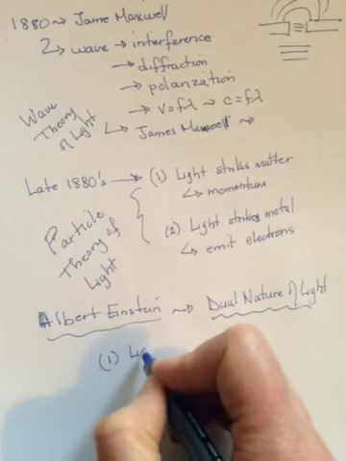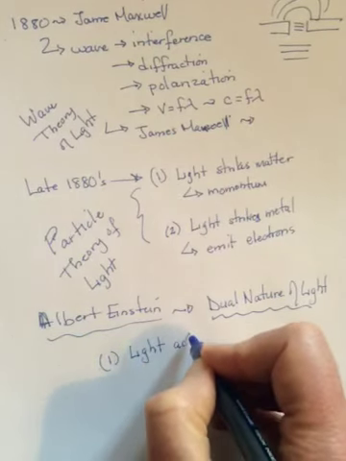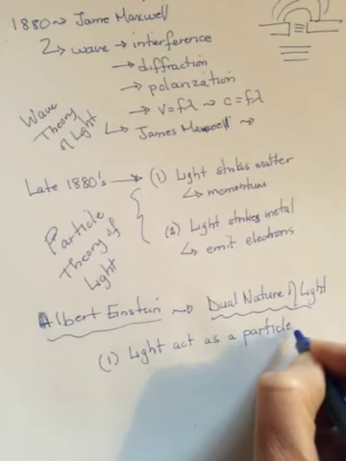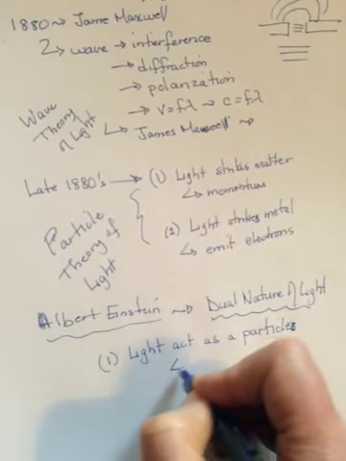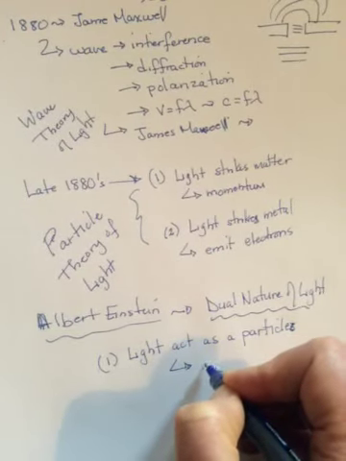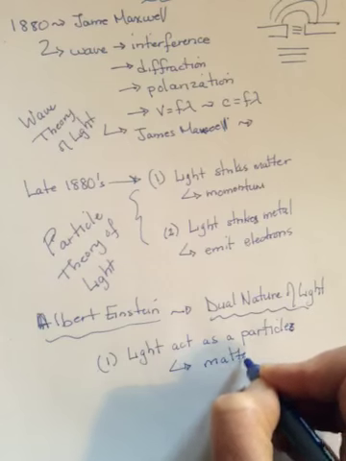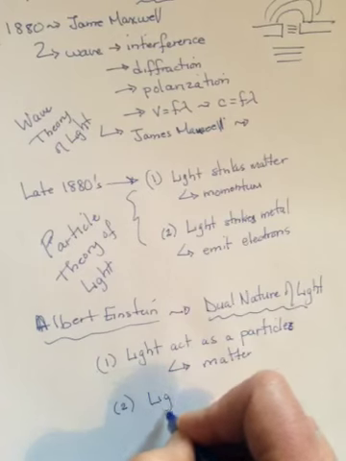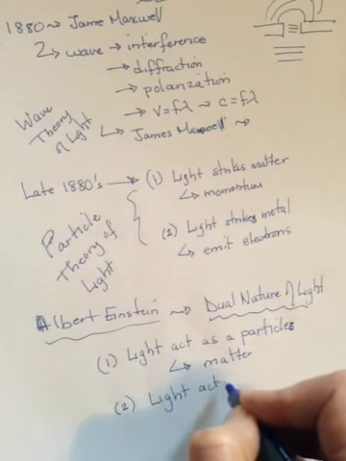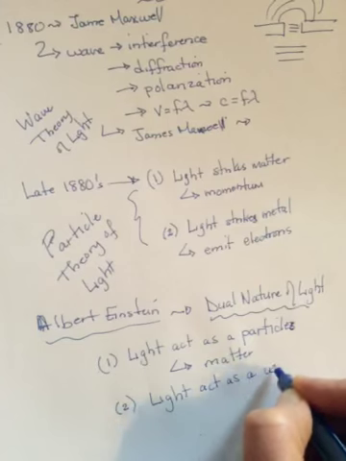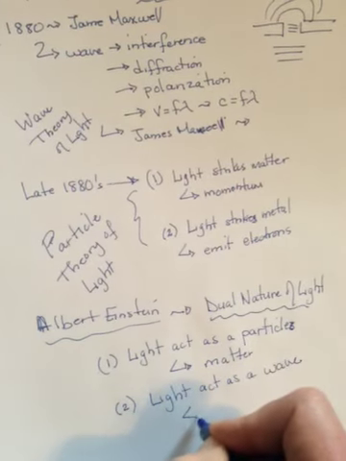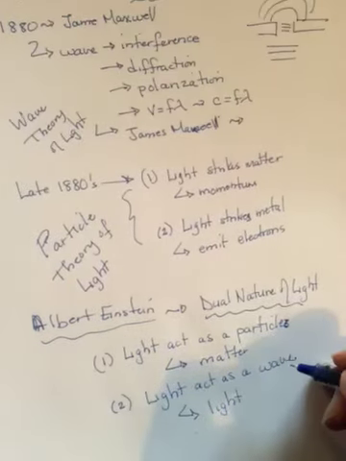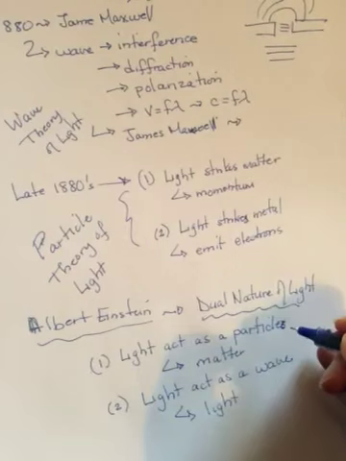Maybe sometimes light acts as a particle. And when we look at it, we realize light acts as a particle whenever it's interacting with matter. So when light is interacting with matter, it acts as a particle. And sometimes light acts as a wave. And light acts as a wave when it's interacting with other light. And so it's called the dual nature of light.